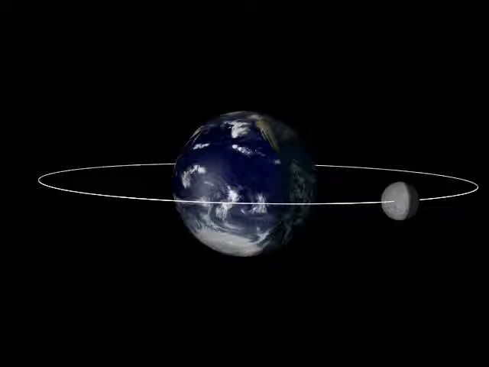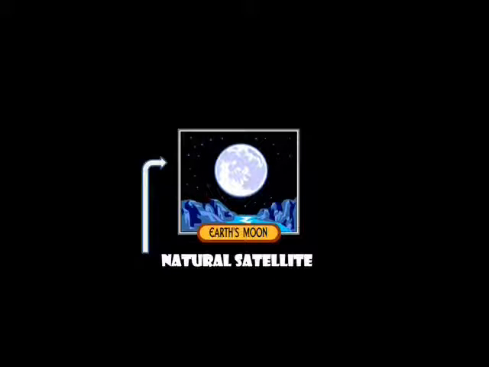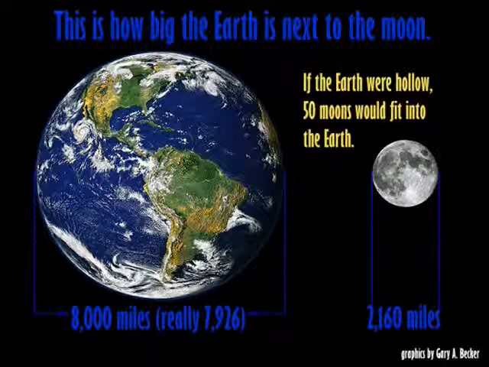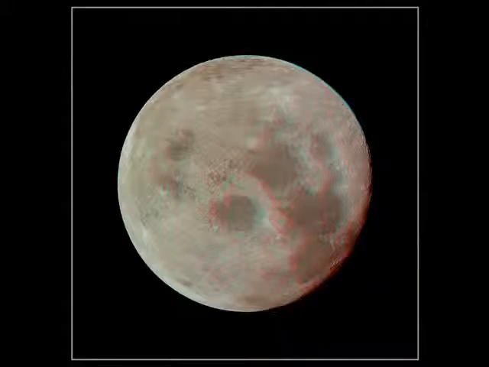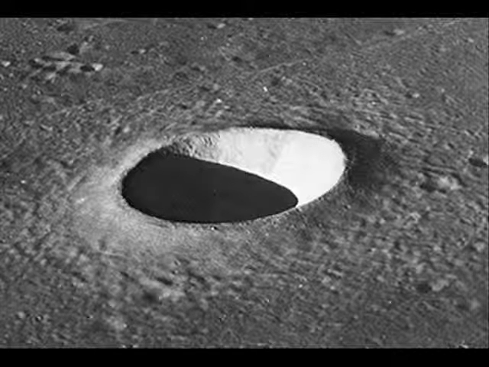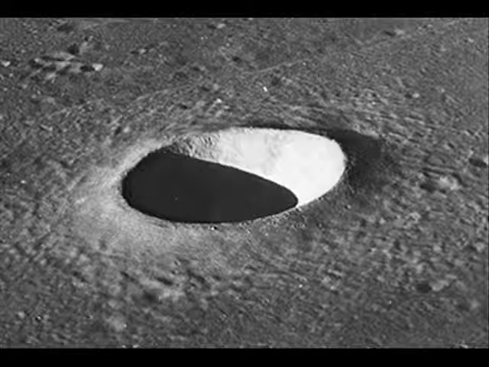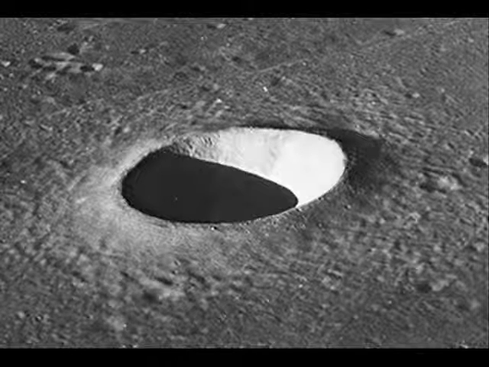Another misunderstanding about the moon is that it is a planet. However, the moon is not a planet, but a satellite orbiting the Earth. The moon is only a quarter of the size of our great planet Earth and has a very limited amount of gravity. The dark circles you see on the moon are called craters, which were created by the collisions of asteroids, meteors, or comets onto the moon's surface.